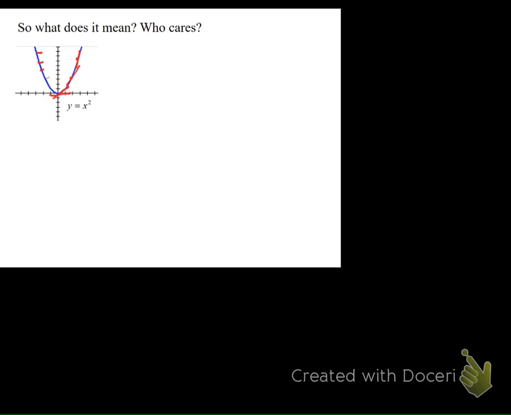So let's take that parabola, y equals x squared, and let's do the derivative of it. If I have y equals x squared, and I do the derivative using the power rule, the derivative would be 2x. Well, so what? What does that mean? What do I do with that?